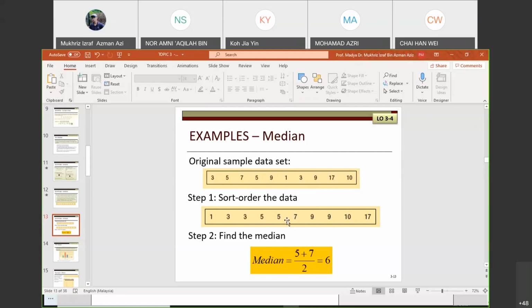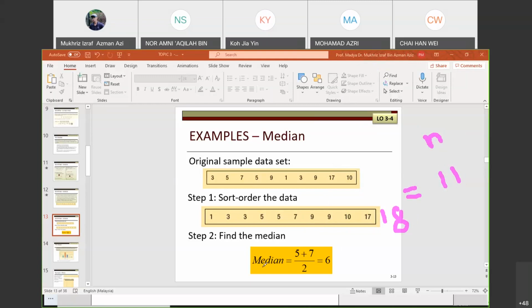So you add these two and divide by 2, you get 6. So 6 is the median. You only need to do this if your data set has an even number of observations. But let's say I add one more number, let's say this one is 18. Now there are 11 observations. Our n is 11.